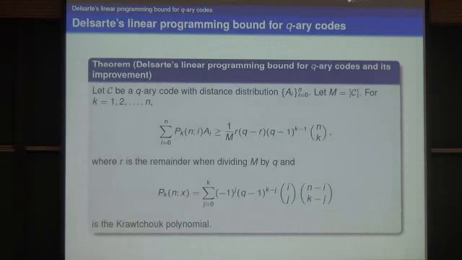And recently, we proved the Delsarte linear programming bound for q-ary codes, and also its improvement, also by the counting method, counting 2 by k submatrices. The original version of the Delsarte linear programming bound has right-hand side 0, but it was improved, and the right-hand side can be this number, which is non-negative.